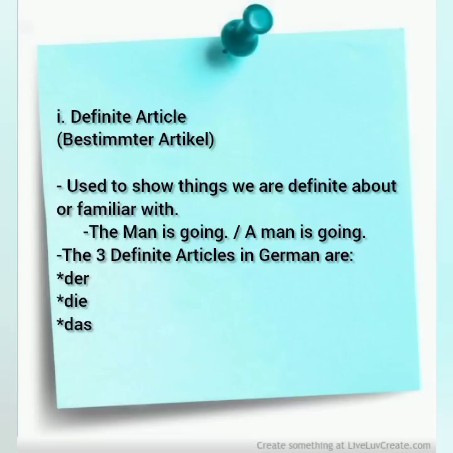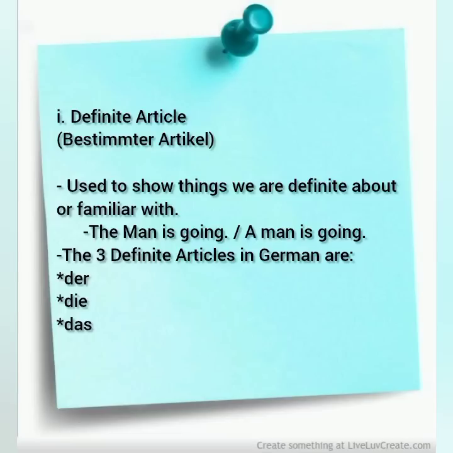So you might be asking, what do I mean by this definite article? First of all, kindly note that this one is used to show things we are definite about or familiar with. You know, there's a difference in a sentence when someone says that the man is going, and someone else says a man is going. When you say the man is going, there is this implication that you know this man. You've met him before, right? But if I just say a man is going, there's the claim that you don't know this man exactly, right? So that's what they're saying, that the definite article is used to show things we are definite about or familiar with, all right?